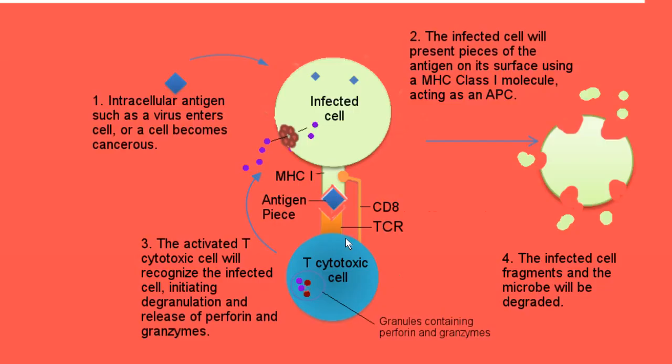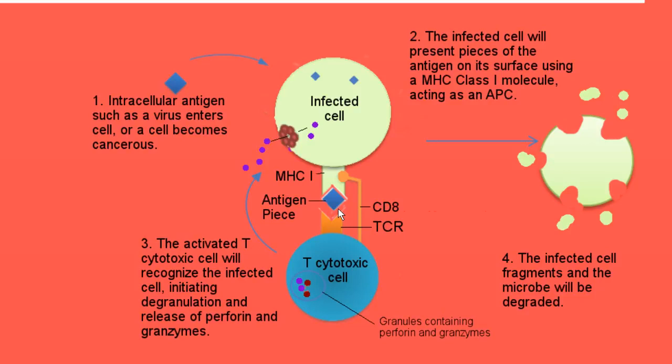Let's review the killing mechanisms of active cytotoxic T cells. The active cytotoxic T cell will come in contact with an infected cell at the site of infection. The cytotoxic T cell knows which cells are infected because the infected cells present antigen on their surface using an MHC class I. Once the cytotoxic T cell finds the infected cell, it will bind to it.